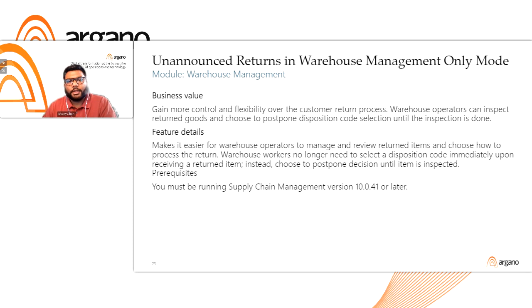Warehouse workers no longer need to select a disposition code immediately upon receipt of a return item. Instead, they can choose to postpone the decision until the item is inspected. The prerequisite is that you must be running supply chain management on version 41 or later.